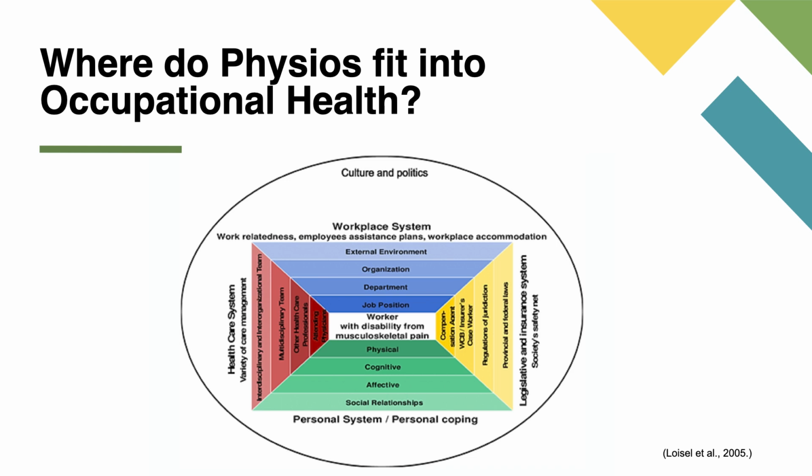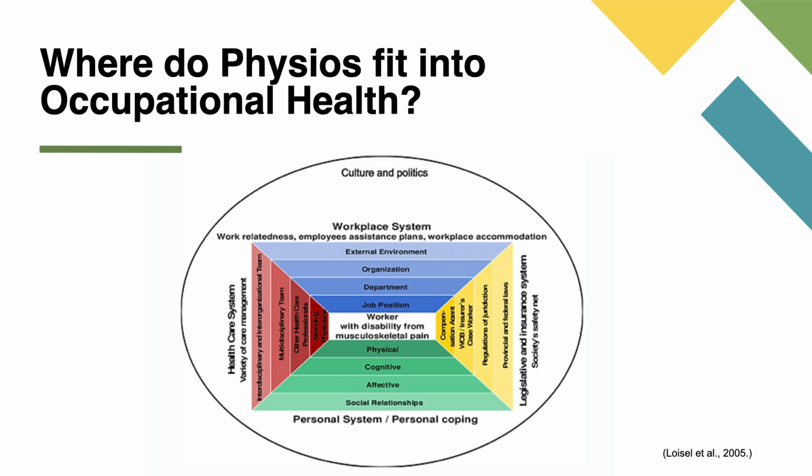Now, this is a fantastic model that I really like. It's called the Sherbrooke model. It's widely used all over the world as a foundation for the different types of health questions and health assessments that you can ask in occupational health. And there's a reference there if you'd like to do more reading on it. Have a look at the worker in the centre there with disability from musculoskeletal pain.